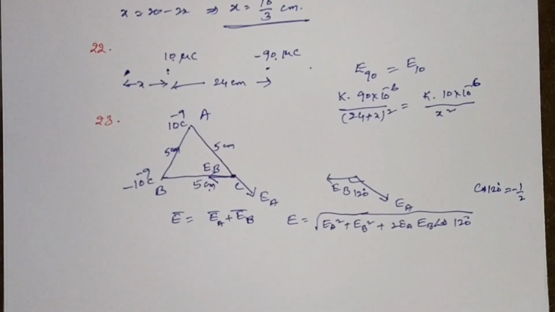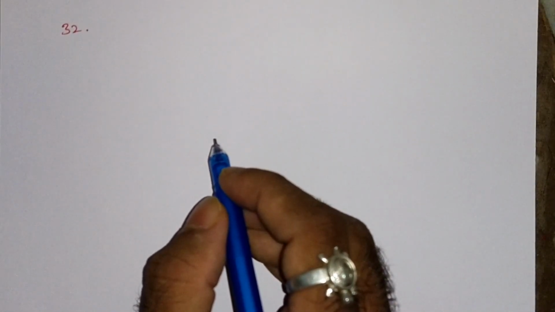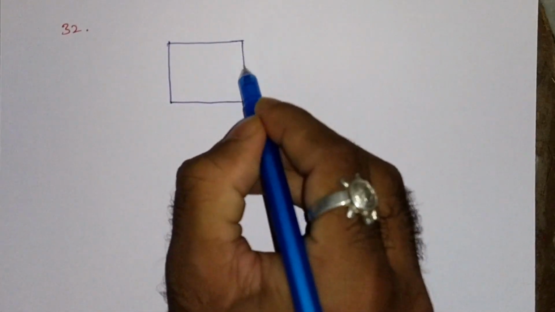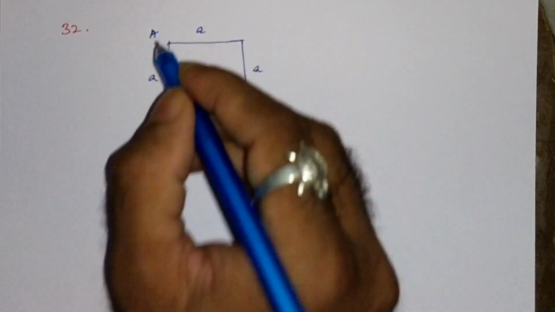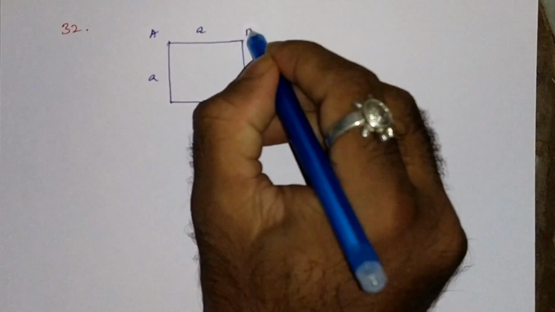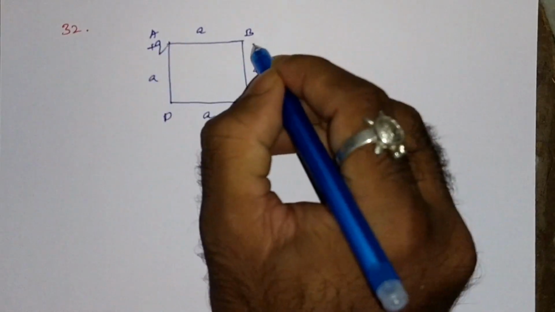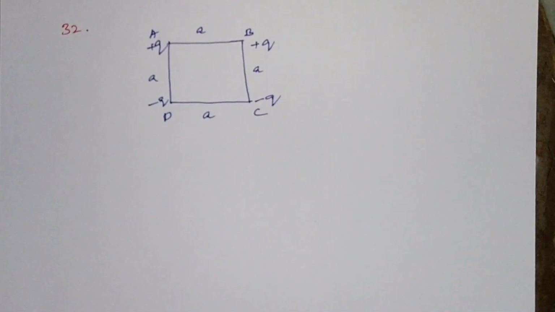Right, in the same worksheet, the next problem is 32. Four point charges plus Q, plus Q, minus Q, minus Q are placed at the corners A, B, C, D of a square of side A respectively. Let's take this square of side A, and this is capital A, and this is B, C, D. At A the charge is plus Q, at B plus Q, at C minus Q, at D minus Q.